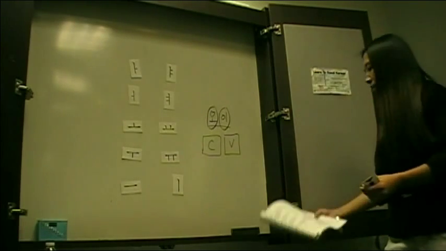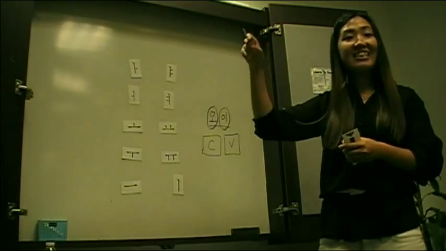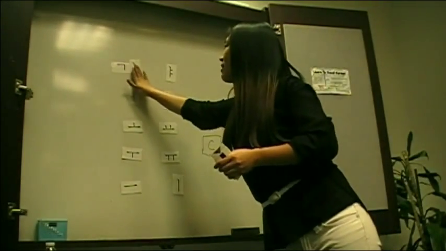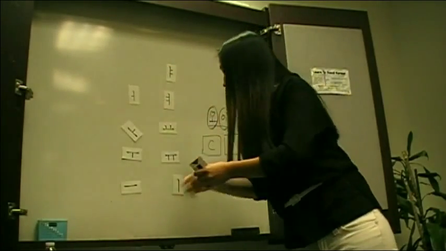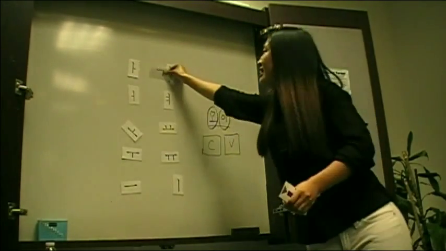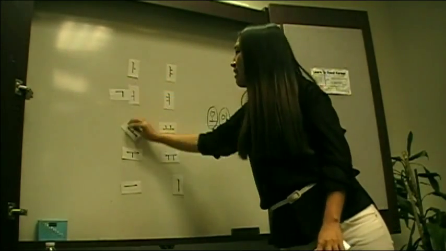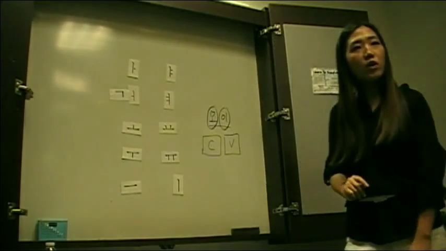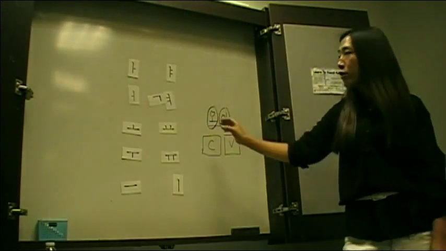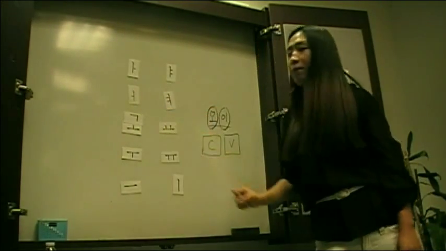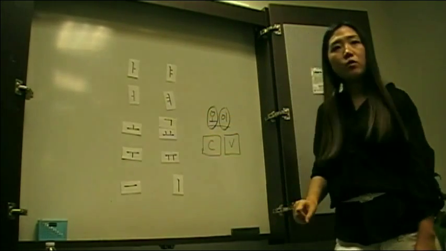Do you remember the sound? Ga. G plus A, ga. What about G plus Ya? Ya. Ga. And this? Kya. G plus Yo, kyo. G plus O, go. And this? Kyo.